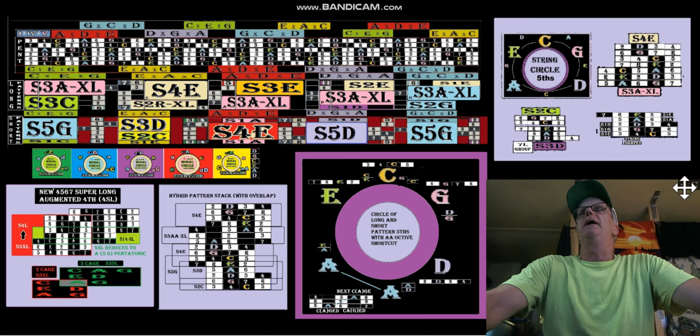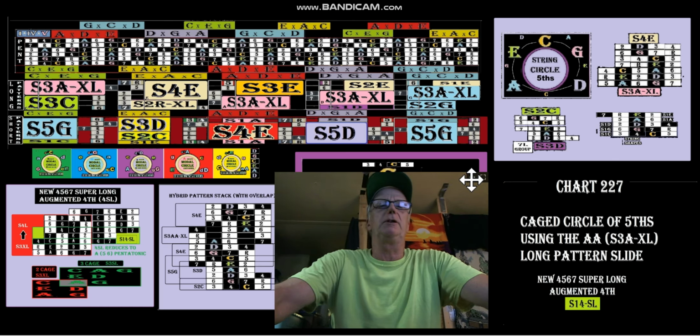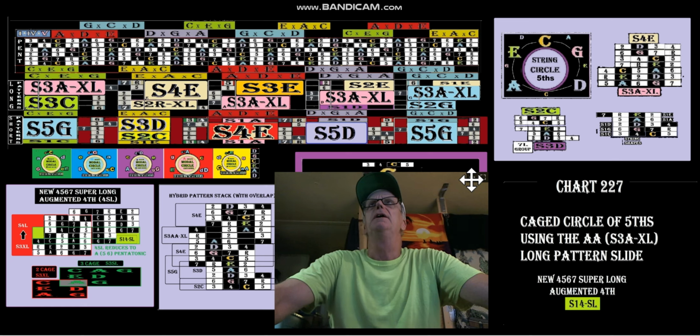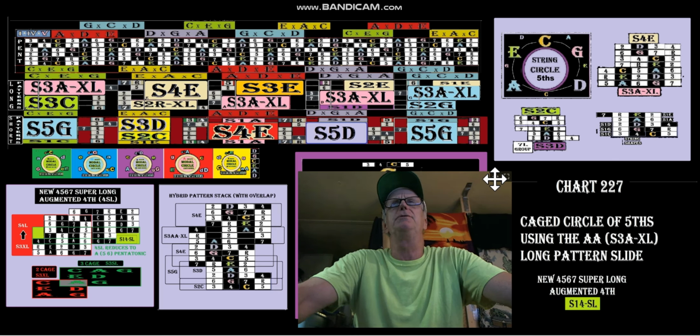Right here we have chart 227. I'm sure we've talked about this before, but I have a little more perspective on it since I've advanced from this level chart. CAGED, circle of fifths, using the A S3 XL long pattern slide. Is it a slide? Well, since I've done the ramp patterns on chart number 229, I believe, you can call it a ramp or a slide. We'll see what that's about.